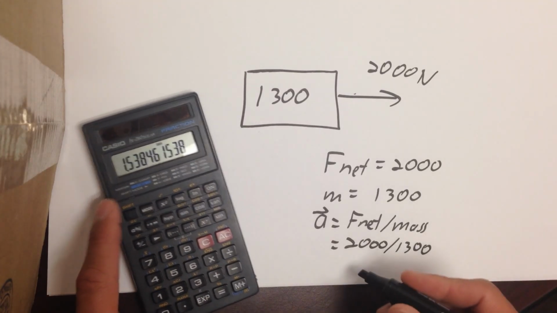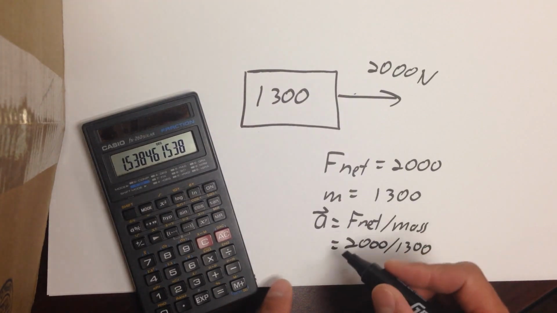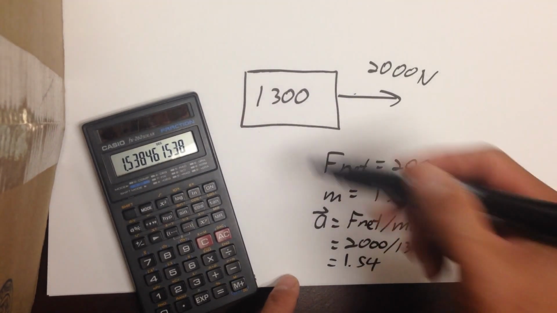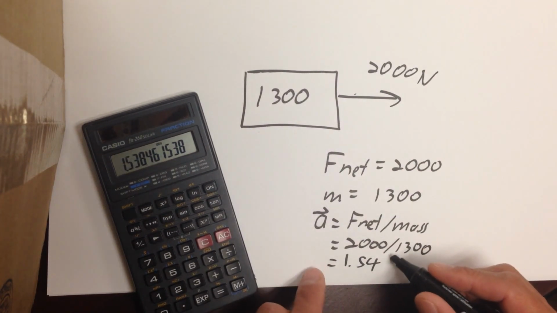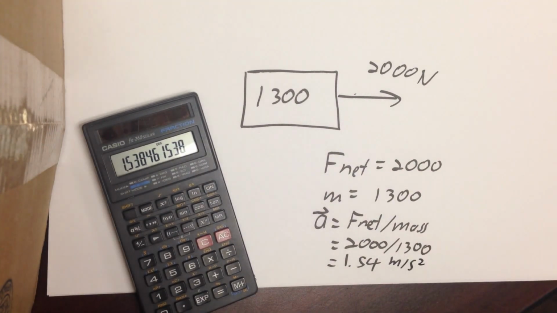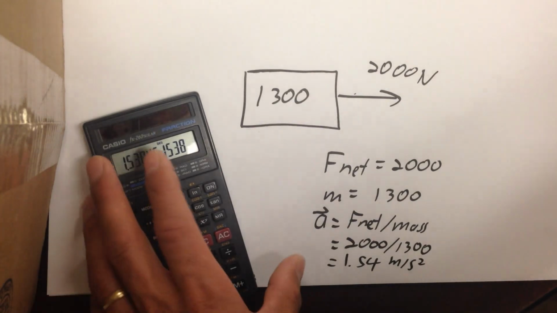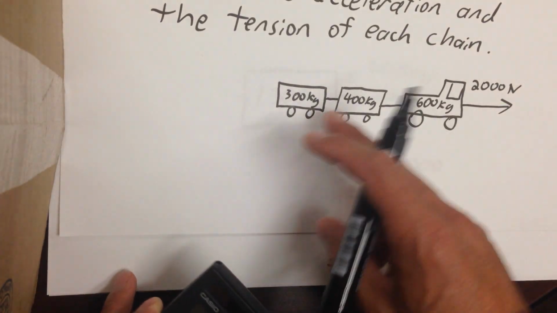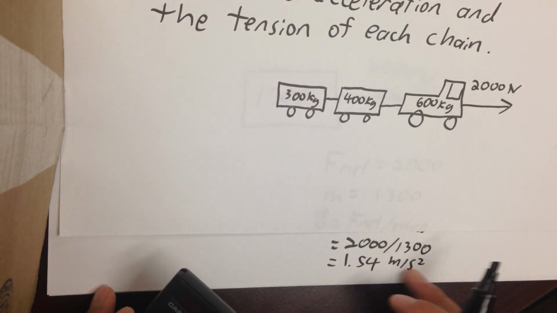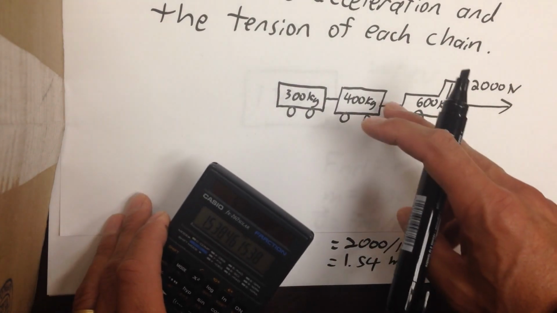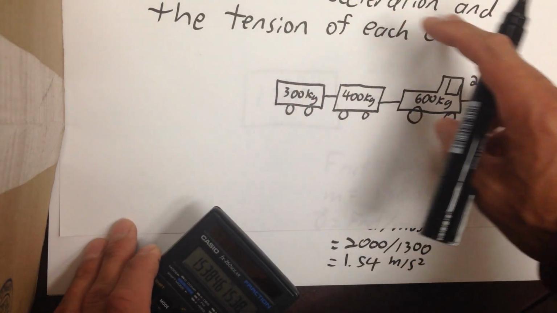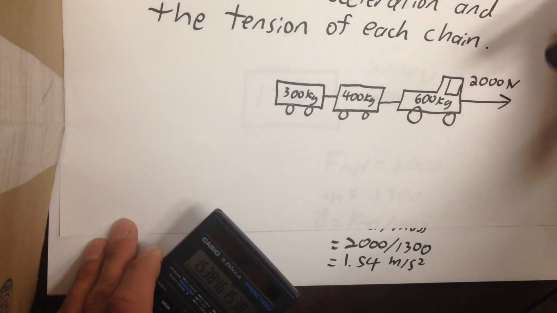So our acceleration is 1.54. And because that's newtons and that's kilograms, that's 1.54 meters per second squared. So this entire system is going to accelerate at the same rate. The entire system will accelerate at 1.54 meters per second squared. The acceleration is the same because they're all held together by chains. Now we need to find the tension of each chain.